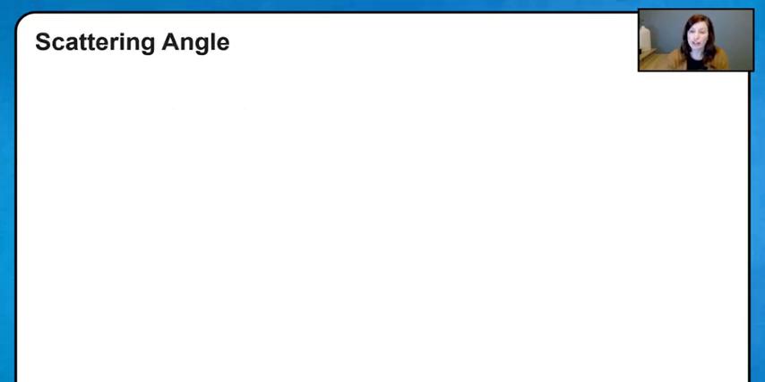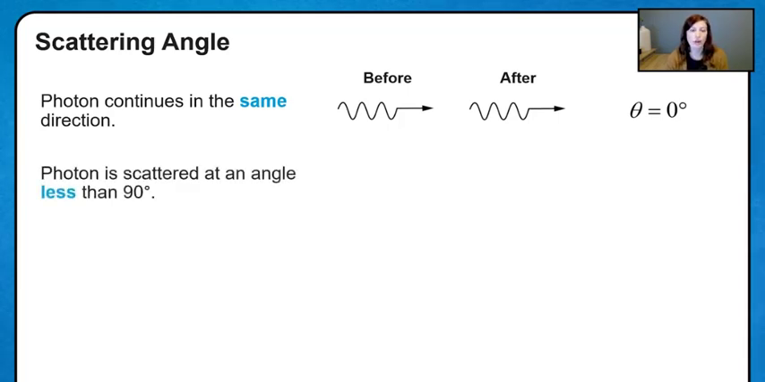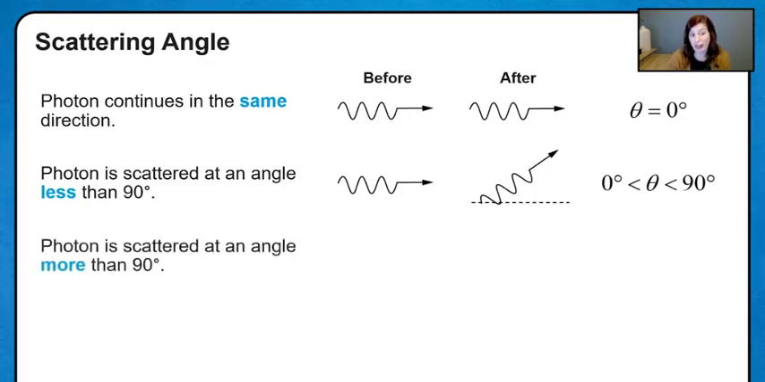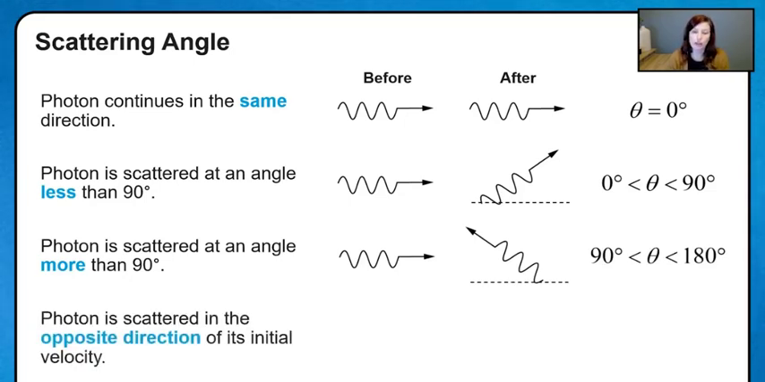So the angle between the initial and the final momentum of a photon is often called the scattering angle. So if the photon continues in the same direction after the collision, then the scattering angle would be 0. The photon could also be scattered at an angle less than 90 degrees. Photon could be scattered at an angle more than 90 degrees. That would look like this. Or the maximum possible scattering angle is when the photon ends up traveling in exactly the opposite direction. And so that scattering angle would be 180 degrees.